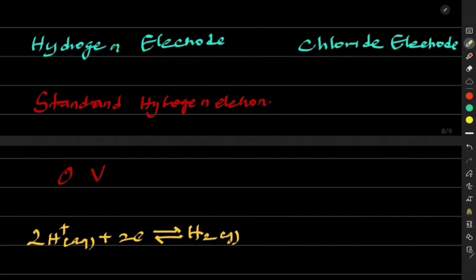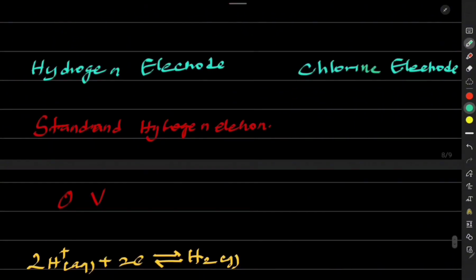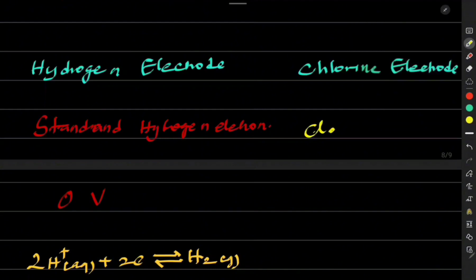And now let's look at the chlorine electrode. Chlorine is a well-known oxidizing agent. It acts as an oxidizing agent. It undergoes reduction. And let's look at the reaction. Cl2 gas plus 2 electrons, they form 2Cl minus.